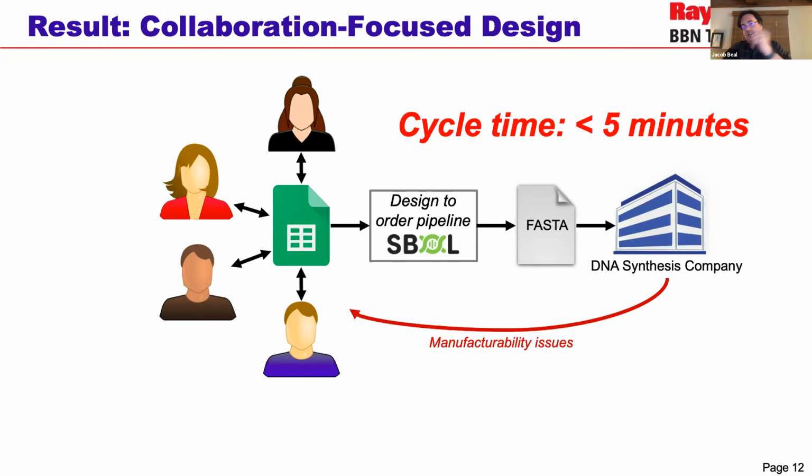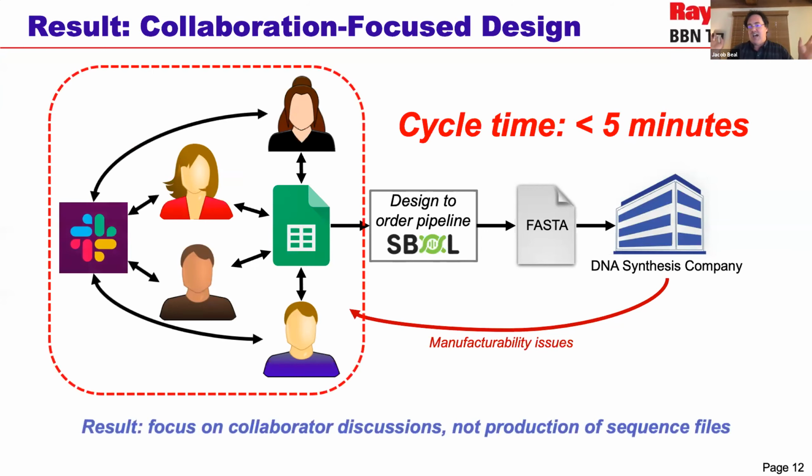Getting that into the collection of FASTA files really fast and easily means that we spend all of our time on Slack having discussions about, oh, it came back with this. Oh my God, we have to make this shorter than this. Oh, you know, this needs to be longer. We got this problem here. How should we do it? What should we do about this question?